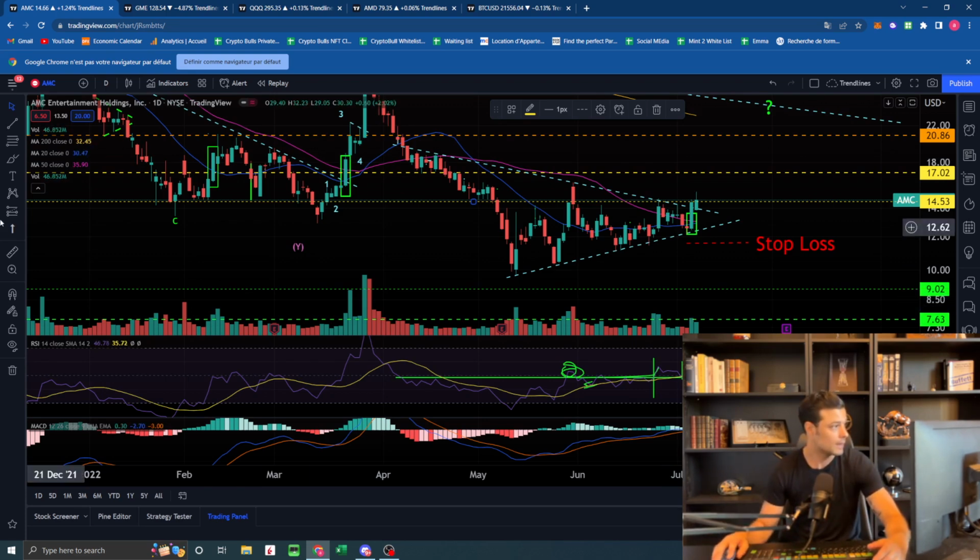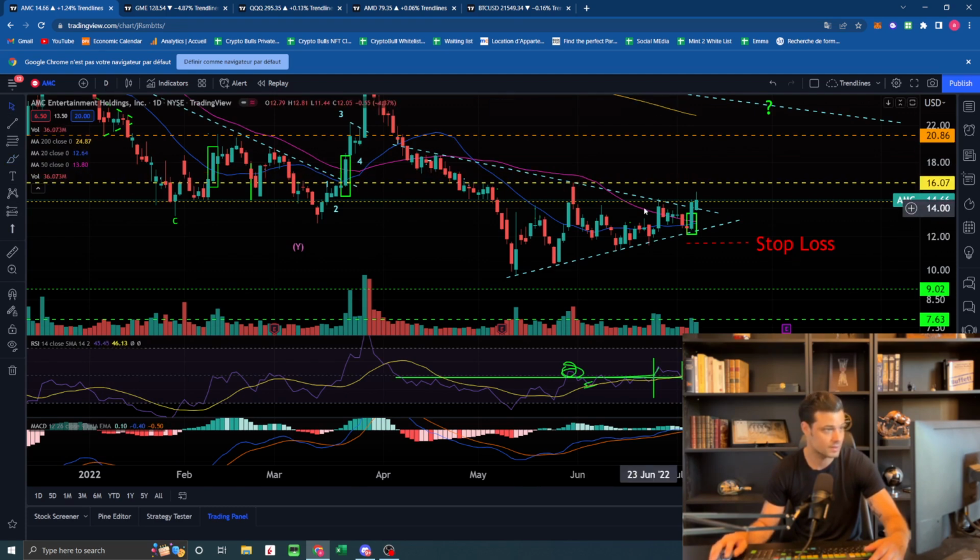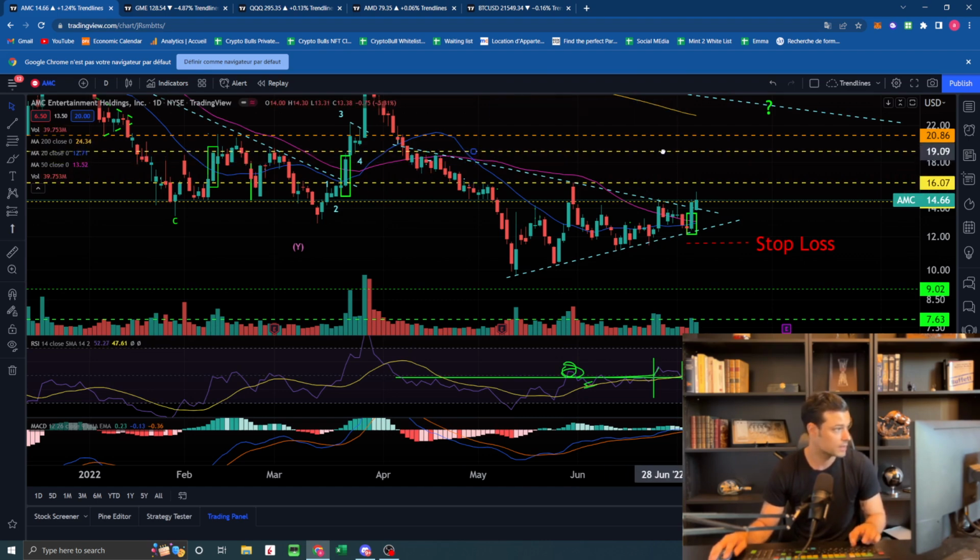Now, how far can it go? Let's see. The next resistance is... so let's be precise here. Actually, the next resistance is 16. 16 is the next resistance. Okay. And then we have something.